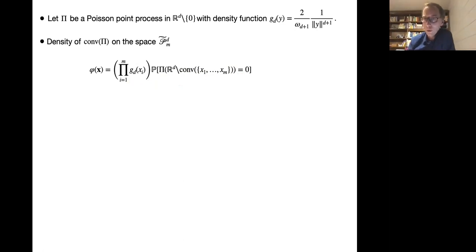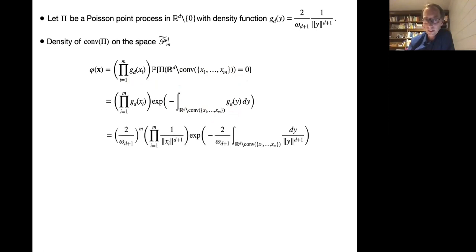But since this is a Poisson point process, you can compute this probability. This is exponential, right? This is exponential of minus the integral over this set of the density. But this is exactly what it is. Now you can put here the density, and this is exactly the same expression that we have seen on the last slide as a limit.